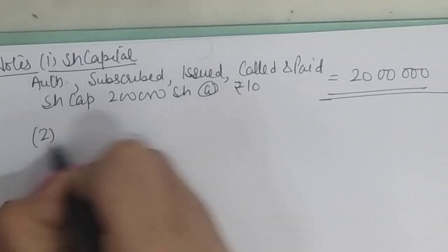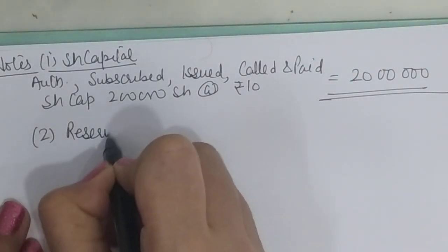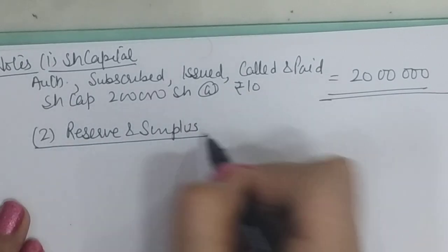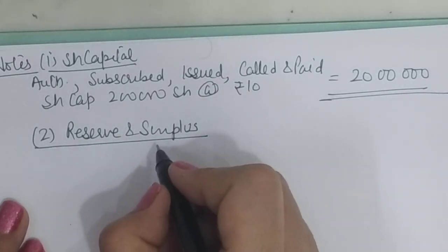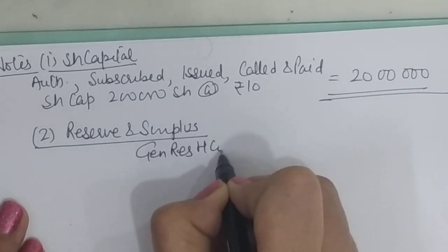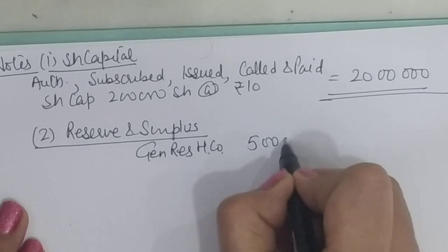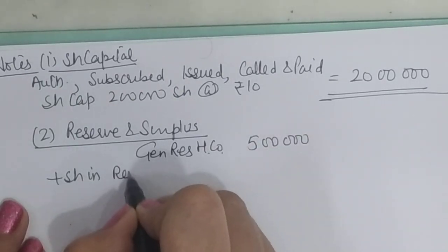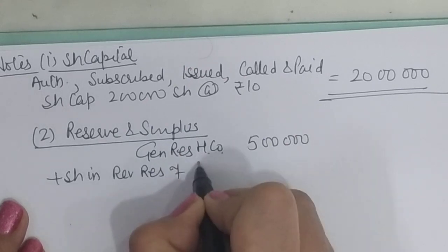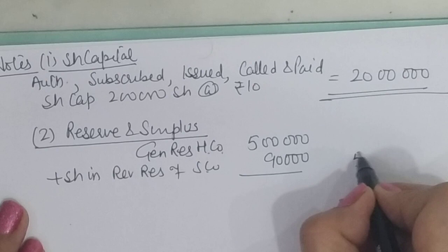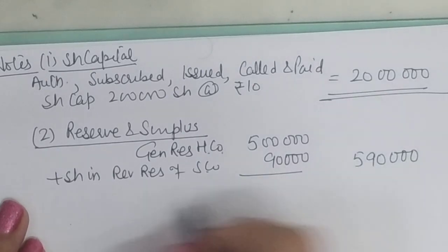Second is reserve and surplus. Second note, reserve and surplus. Now in the reserve and surplus, we are given that the holding company is having general reserve. So the general reserve of the holding company is 5 lakh as given, plus they got a share in the revenue reserve of the subsidiary company, 90,000. You can check the statement of analysis. So that gives you 5,90,000.